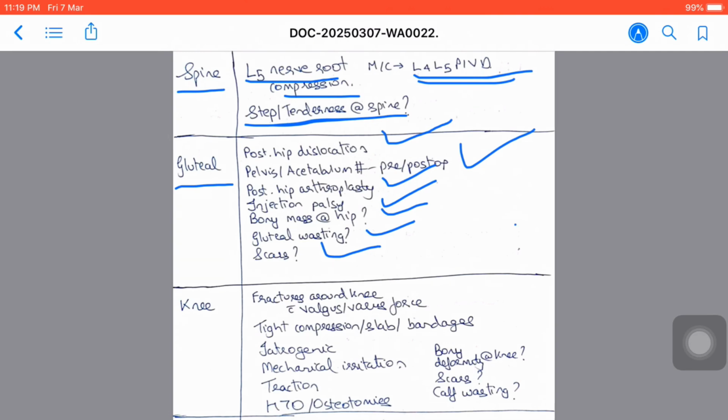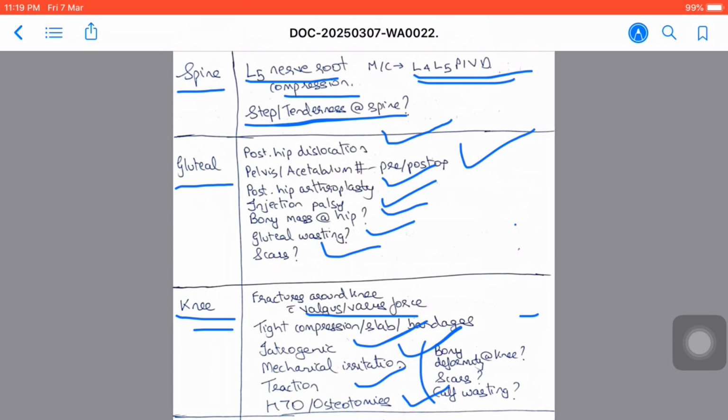Now, the level of injury might be at the level of the knee. What are the possible causes? Fractures around the knee with valgus or varus force usually cause foot drop when the injury is at the level of the knee. Other possible causes are tight compression, slab or bandages around the knee. Could be an iatrogenic cause, mechanical irritation, traction, and osteotomies around the knee.